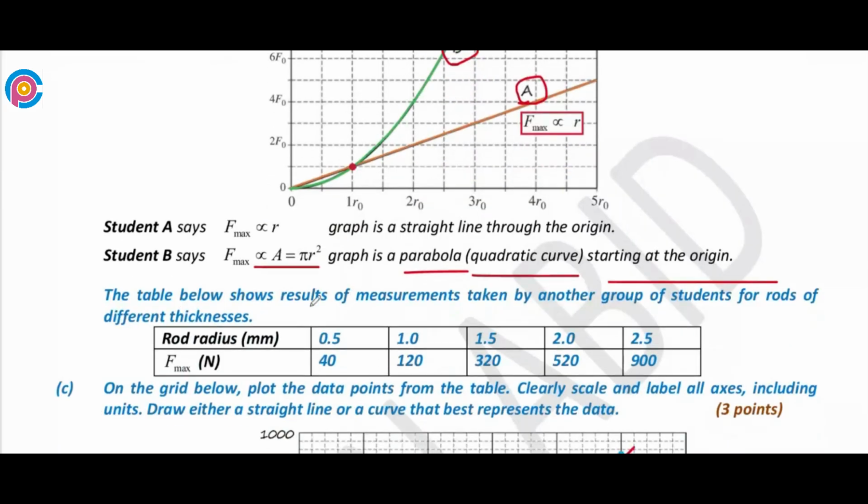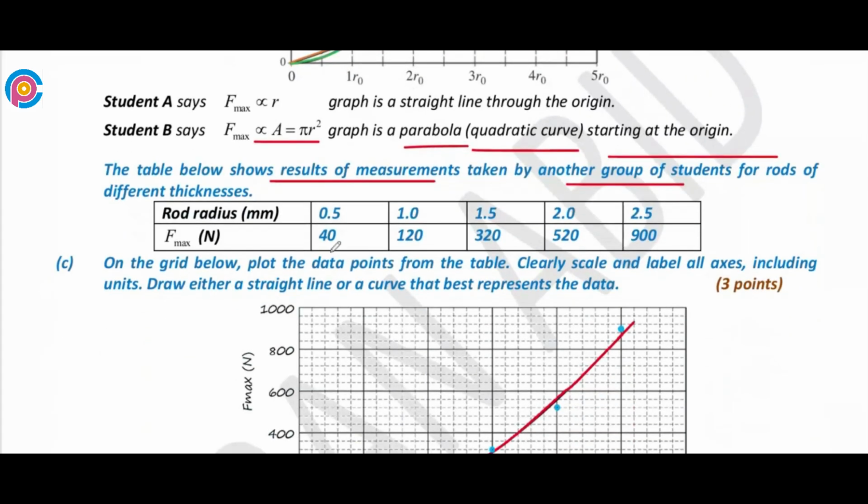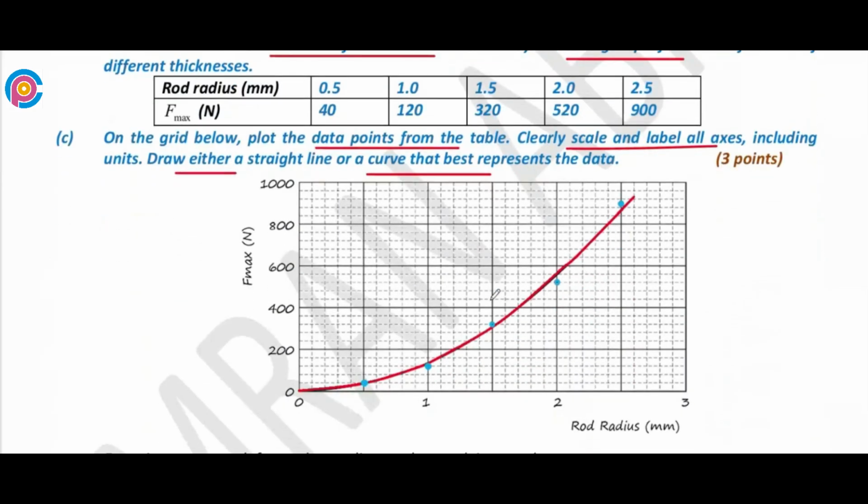Now the table below shows the results of measurements taken by another group of students for rods of different thickness, radius and force. You can see that when the radius is increasing linearly, the force increases rapidly: 40, 123, 25, 20, 900. On the grid below, plot the data points from the table, clearly scale and label all the axes, and draw either a straight line or a curve that best represents the data.